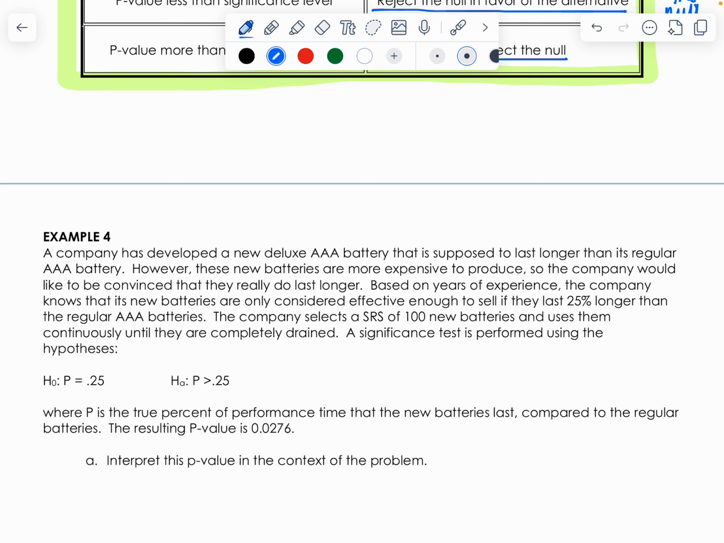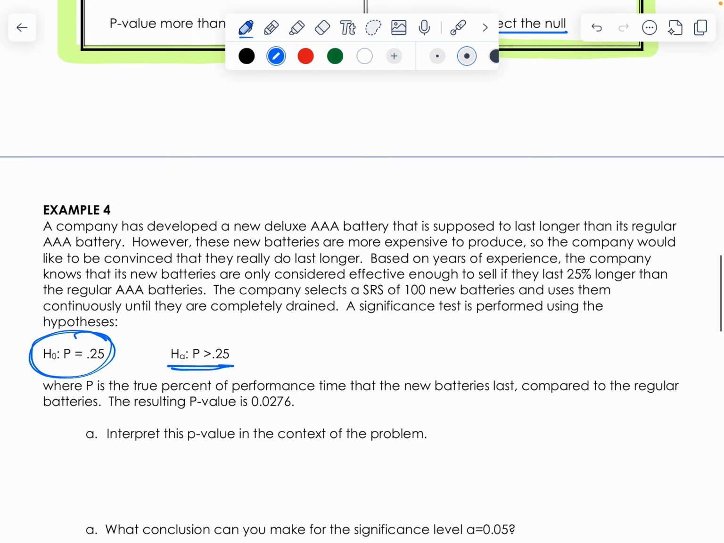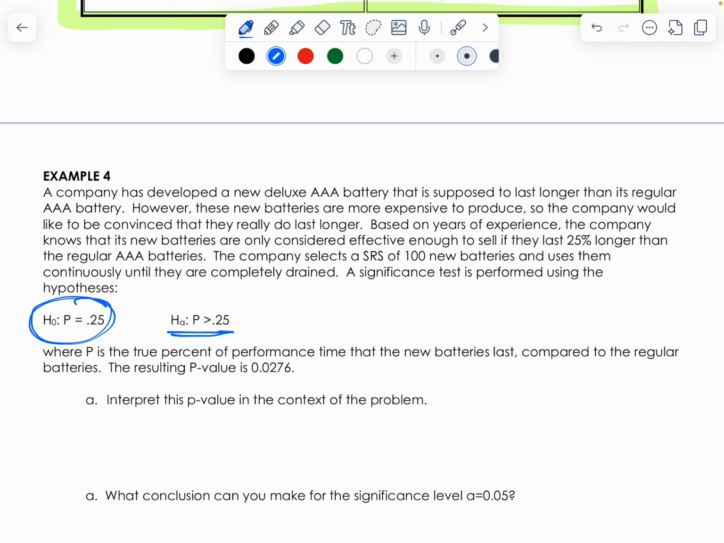So, the claim is that it's equal to 25 because we want to prove that p, the percent longer, is greater than 25%. Right? Remember, the null always has to be equal, whereas the alternate takes on the less than, greater than, or not equal to. All right, p is the true percent of performance time that the new batteries last compared to the regular batteries. So how much more or longer they last than the regular. And our resulting p-value is 0.0276, so 2.76%.